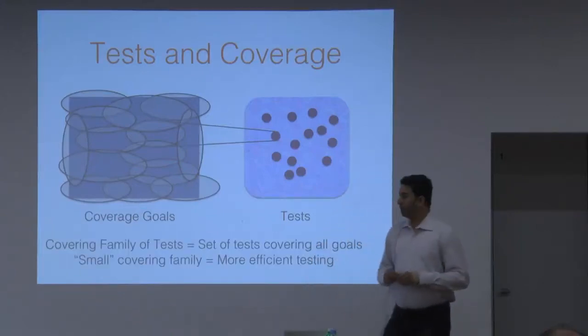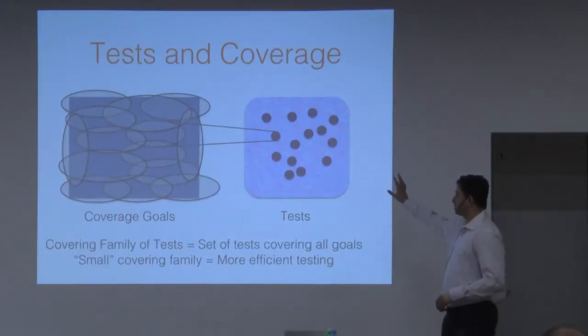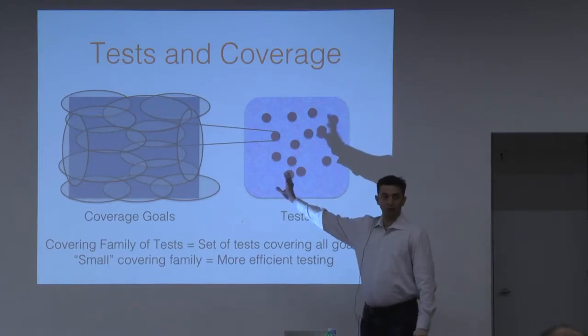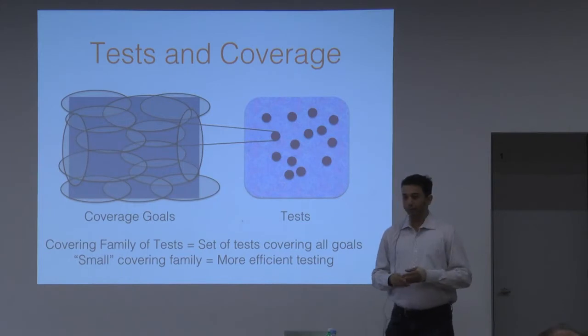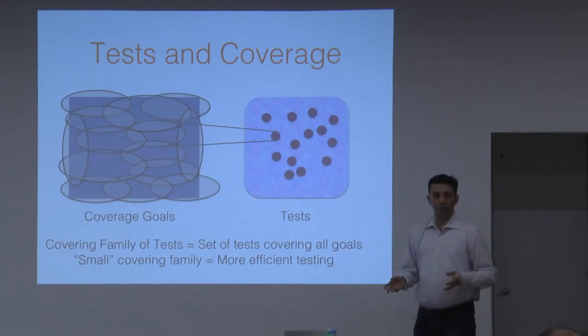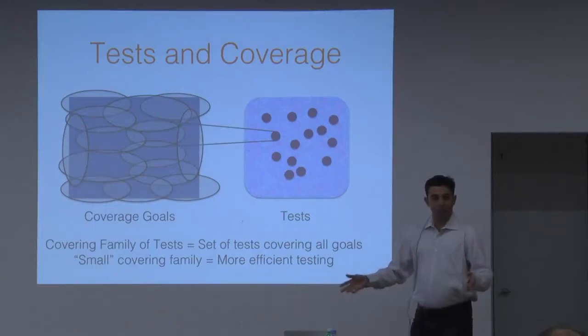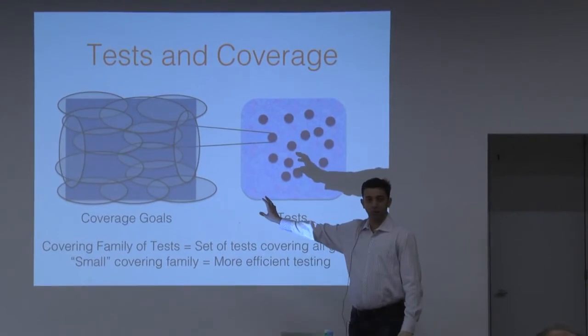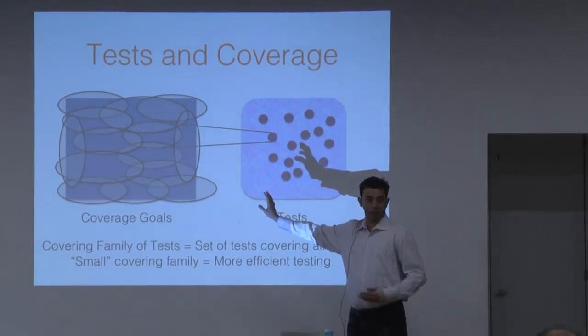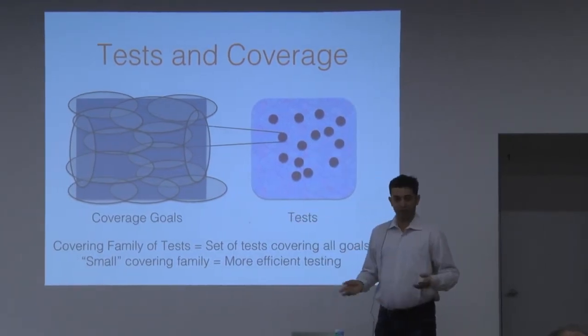And what we'll call a covering family of tests is a set of tests that are enough to cover all your coverage goals. Okay? And essentially, the hypothesis is that if you can find a small covering family, this means that testing is effective because by running a small set of tests, you are able to cover all these coverage goals. And if the coverage goals are correlated with errors, then you're likely to find errors.